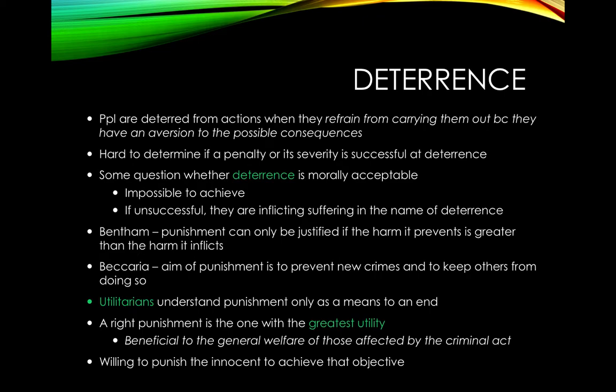So deterrence. People are deterred from actions when they refrain from carrying them out because they have an aversion to the possible consequences. It's really hard to measure deterrence, though, because how do we measure something not happening? Some also argue, is it even morally acceptable? If it's not successful, are we then just causing suffering to someone in the name of deterrence? So as I mentioned, Bentham says punishment's only justified if the harm it prevents is greater than the harm it inflicts. And Beccaria says punishment should prevent new crimes and keep others from doing so. So utilitarians think of punishment as a means to an end.